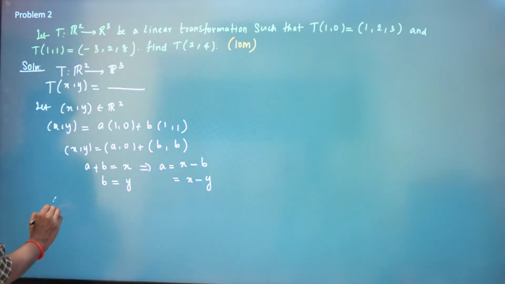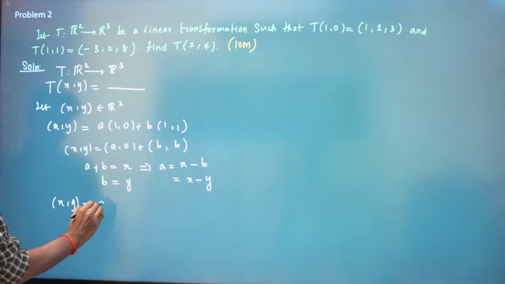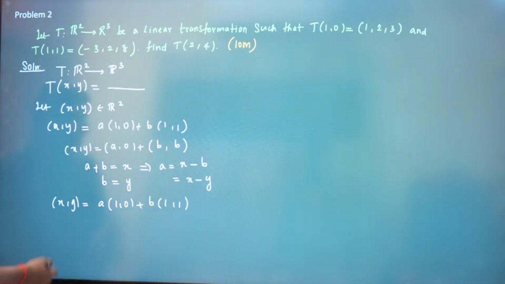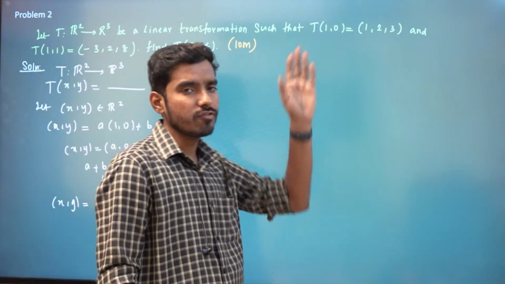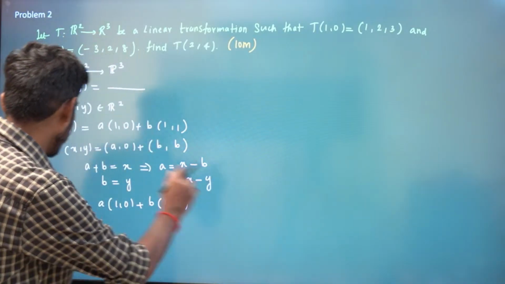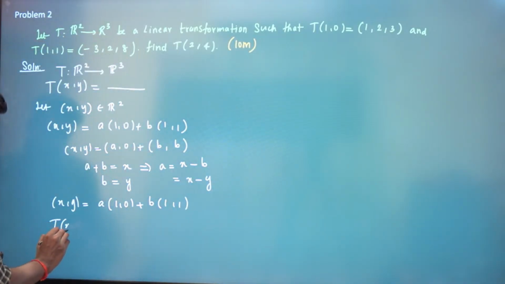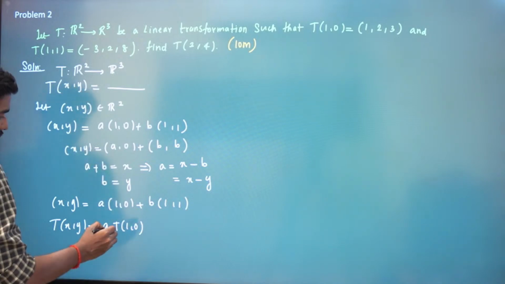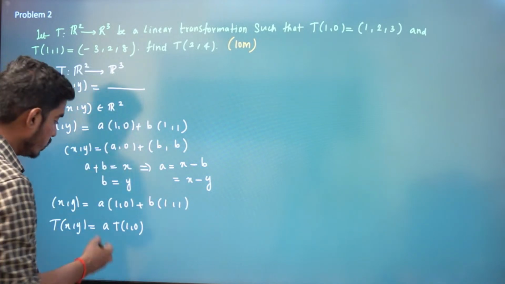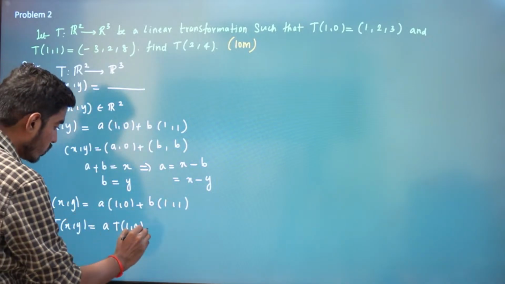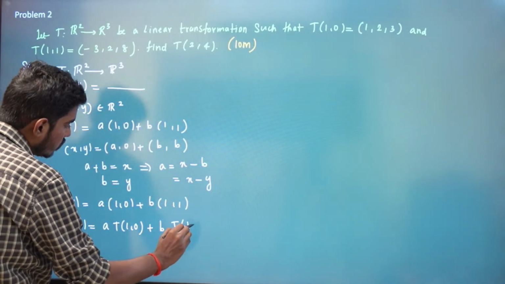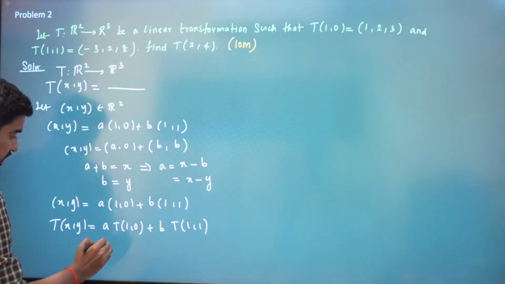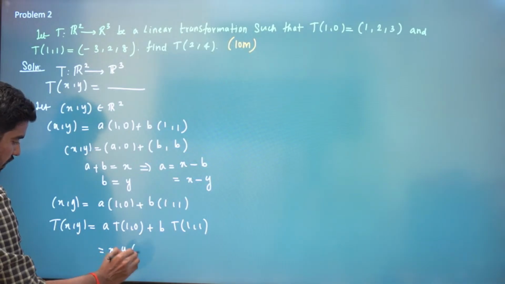Now we have (x, y) = a(1, 0) + b(1, 1). Yes or no? I can write any vector as a linear combination of the basis vectors. Now you take T on both sides. So T(x, y) = a T(1, 0) + b T(1, 1), since I can take the scalar outside. What is a? a is x - y.